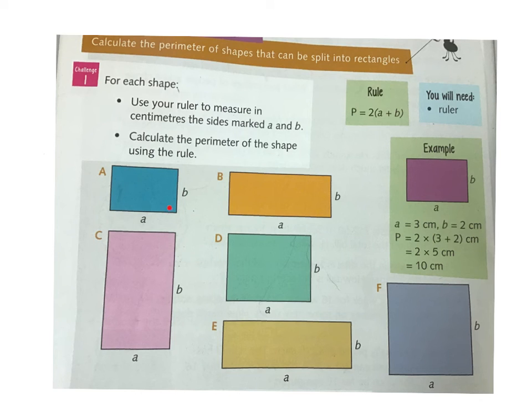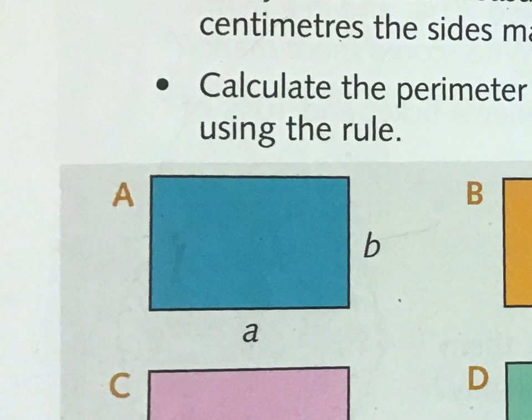But in order to do this challenge, first of all you'll need to be able to print the page off and use your ruler to measure the sides of the rectangles. If you can't print the page off, you can't do challenge 1. Don't worry about that, that's not a problem. Just move on to challenge 2. But if you are able to do it, use your ruler to carefully measure the sides first of all. So if we look at A as an example here, I measured the sides of A and I found out that side A was 3 centimeters, and I found out that side B was 2 centimeters.